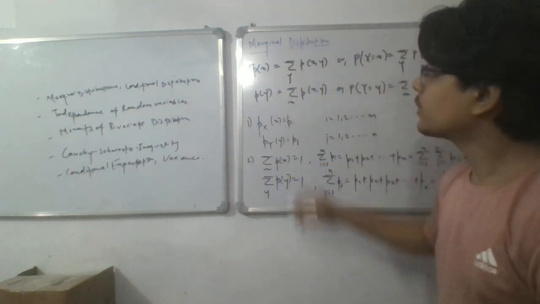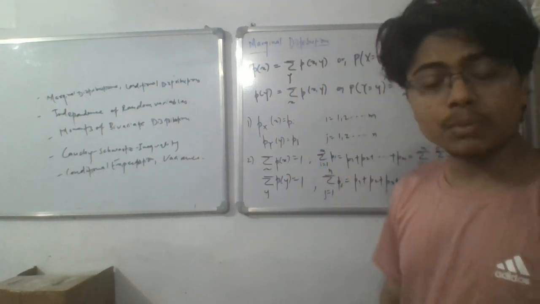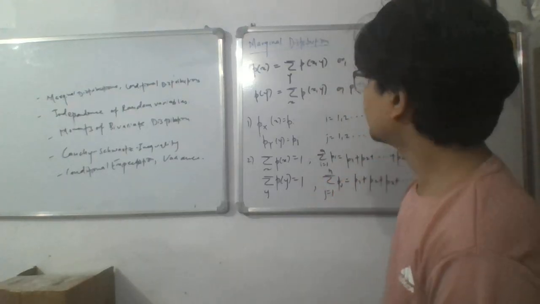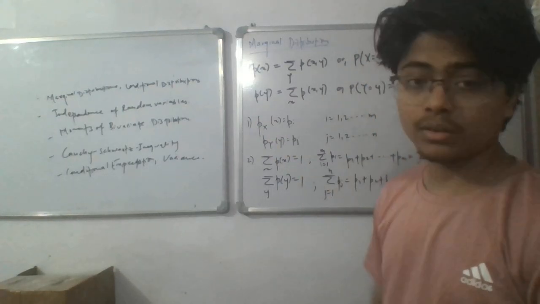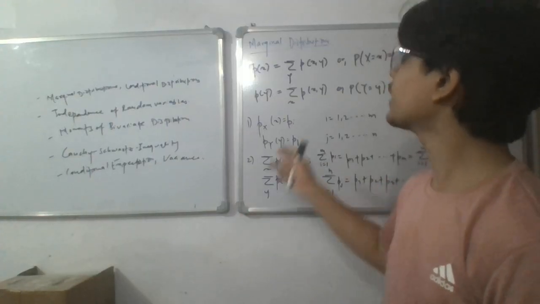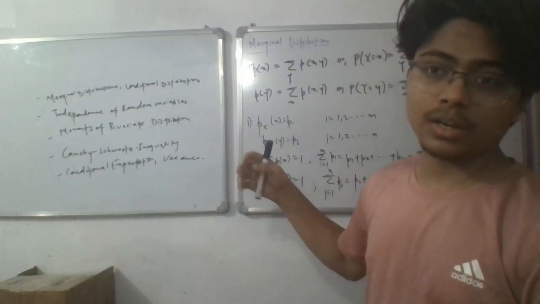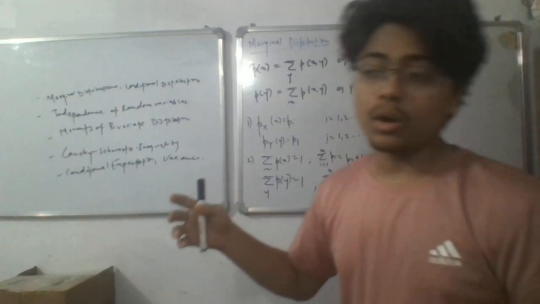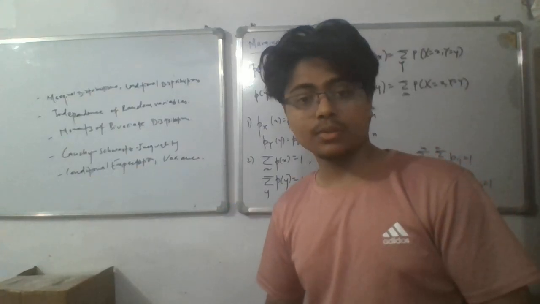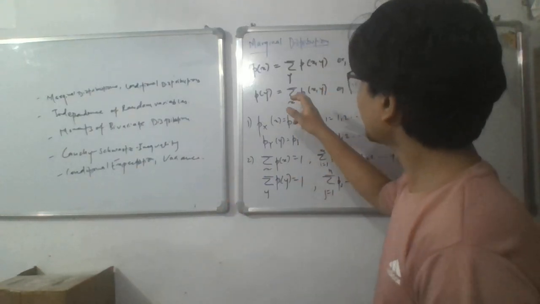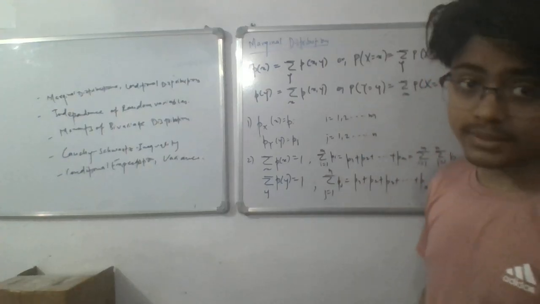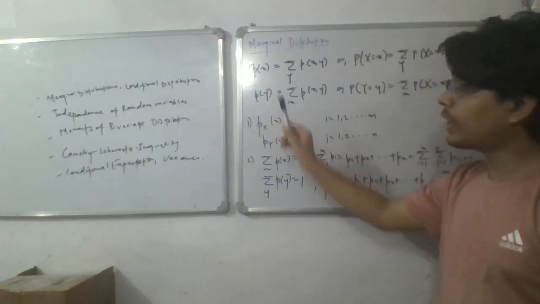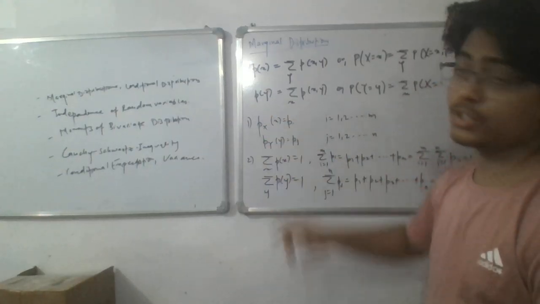In a similar way, if we try to find the marginal probability of y, we consider y to be some value, and we just focus on x, and we sum over x, and we get this equation. So if we have P(y) here, it means we have the marginal distribution of y.